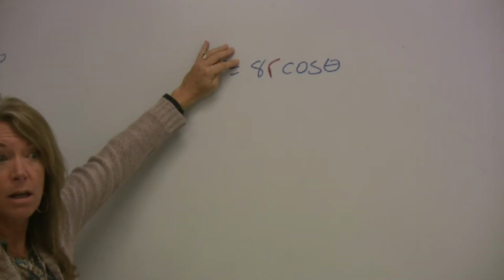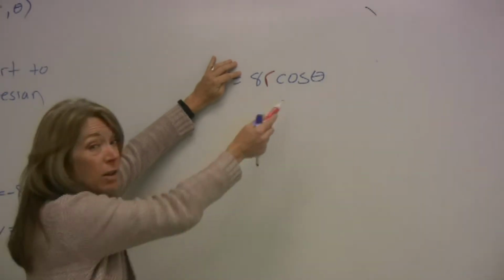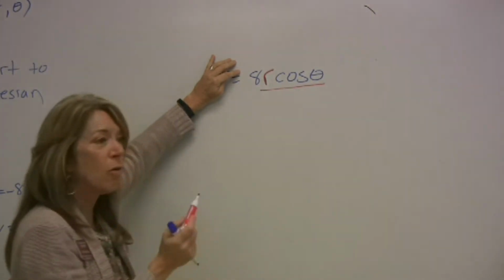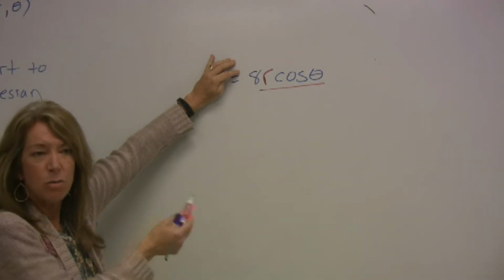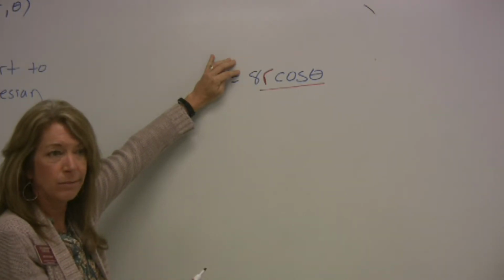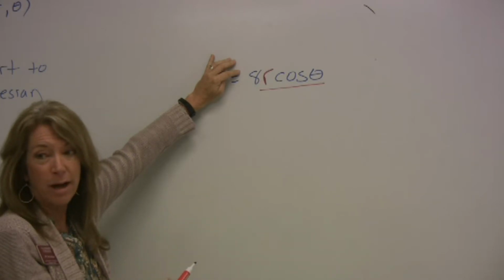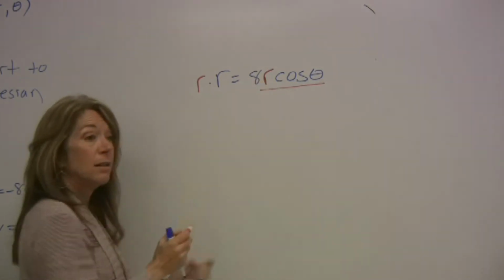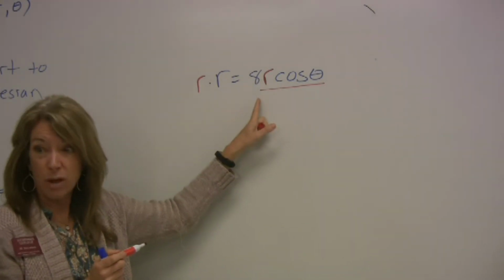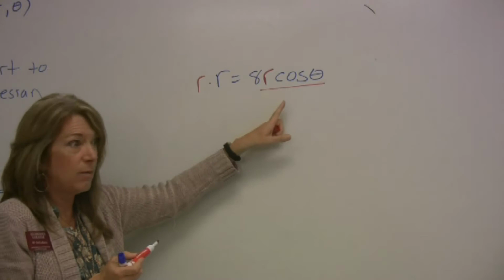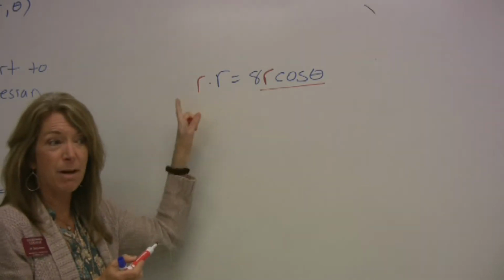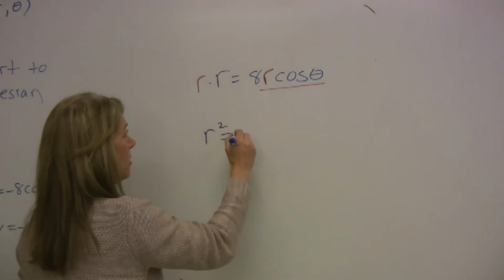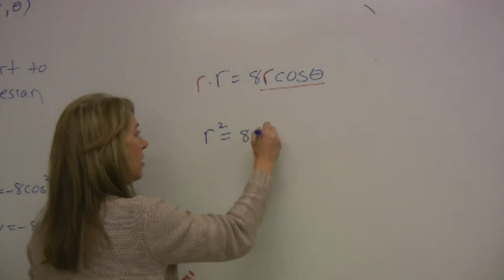Why? Because that's just x, right? r cosine theta is x. This right here is x. The whole goal is looking for r cosine thetas. Well, that r is not there. I just stuck it in there. I multiplied that side of the equation by r, so I have to multiply this side by r. I wish it was there, so I'm going to put it there. But just like we learned in algebra, if I multiply it on this side, I better multiply it on that side. So now I have r squared equals 8r cosine theta.